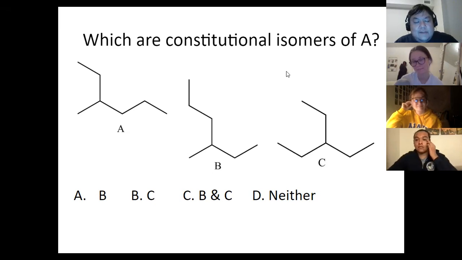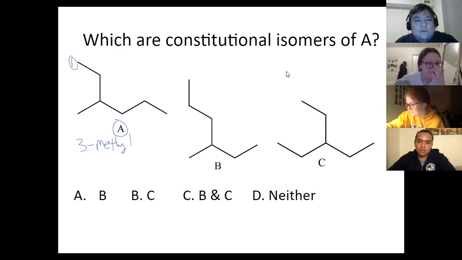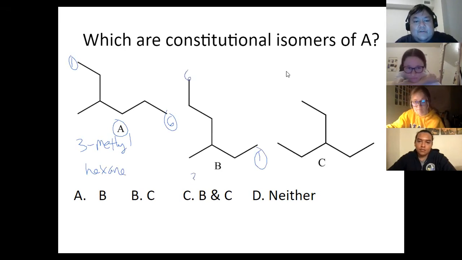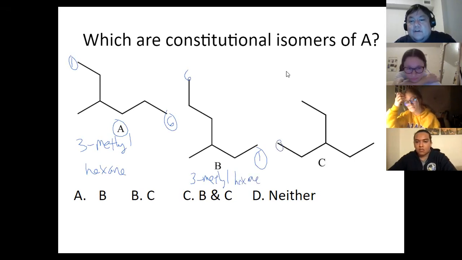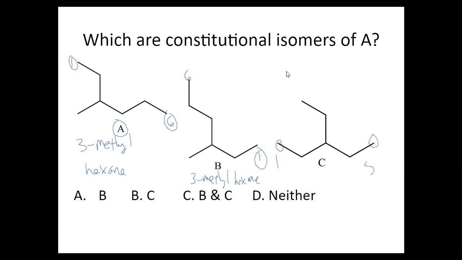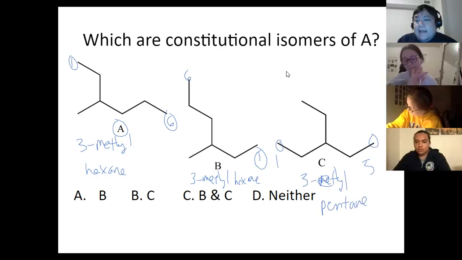If I was to name A, it is 3-methylhexane, starting here. If I started here and called this 1 and this 6, this is also 3-methylhexane, right? So they are the exact same thing because they have the same names. If I started here, called this 1 and this 5, this is 3-ethylpentane. So they all have the same number of carbons, but A and B are the exact same thing. A and C are my constitutional isomers. Does that make sense? This is the one time that naming is going to help you: if you're ever unsure, just try to name them and see if they're different or the same.